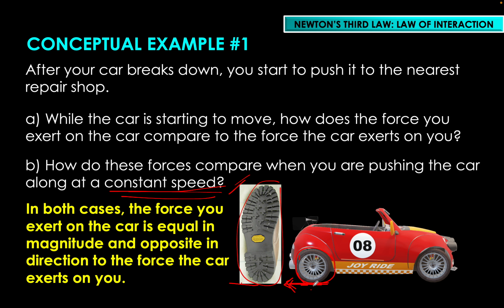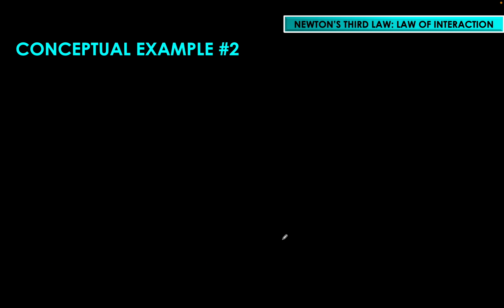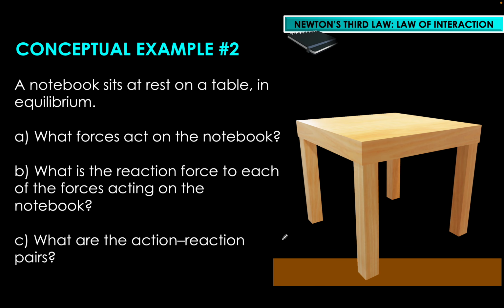So it's not true that when something is more massive, you cannot make it accelerate, okay? It's also a matter of overcoming whatever the resistance is. So with low rolling friction, you can overcome it. You can overcome that by pushing hard against the floor using your shoes with good traction. So for conceptual example number 2, it says here, a notebook sits at rest on a table in equilibrium.